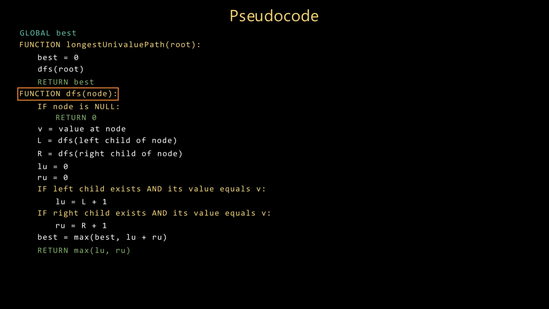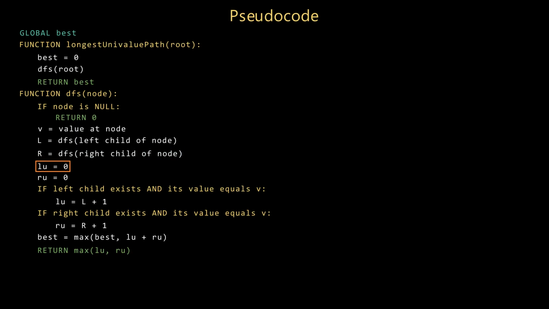DFS visits one node and updates the global best when a longer through path appears. If the node is null, there is no subtree below. Return 0 because no edges extend from null. Read the node value into V for comparisons below. Recurse on the left subtree. Recurse on the right subtree.